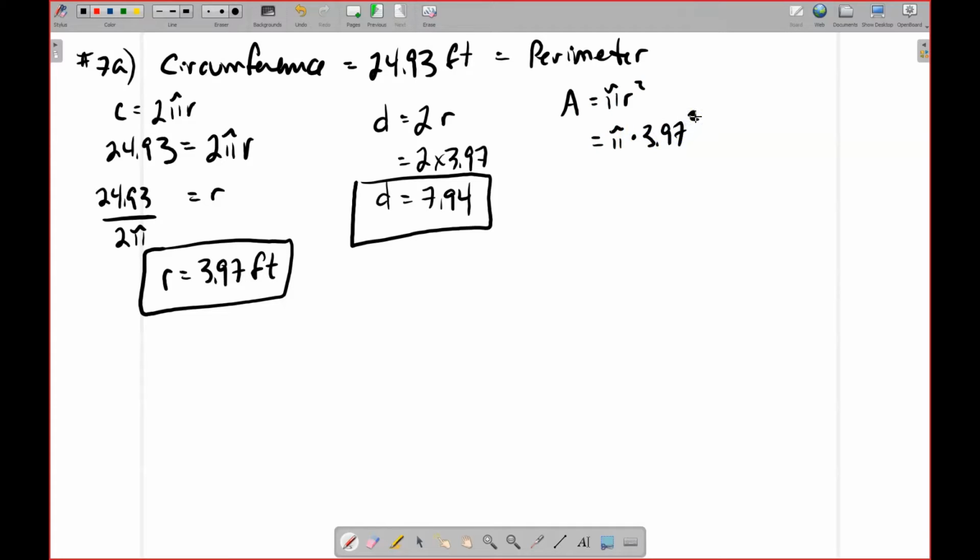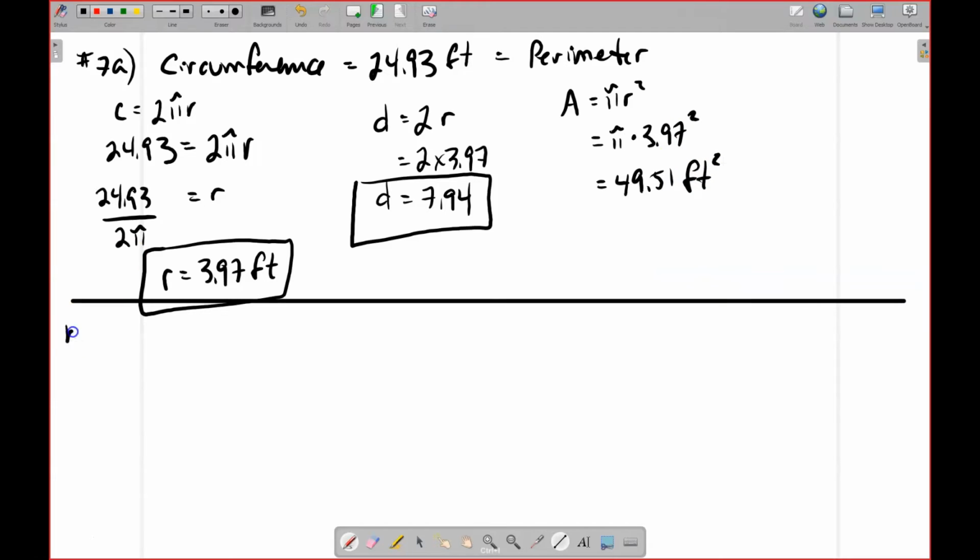So it's 3.97 squared. And doing that on your calculator, you end up with 49.51 square feet. So we'll save some space here and do them on the same screen. Part B says we've got a circular dartboard with an area this time of 333.12 inches squared. Now we're asked for what is the radius.